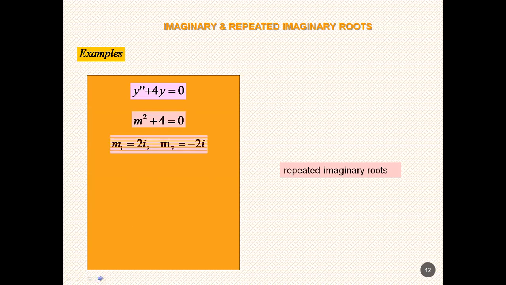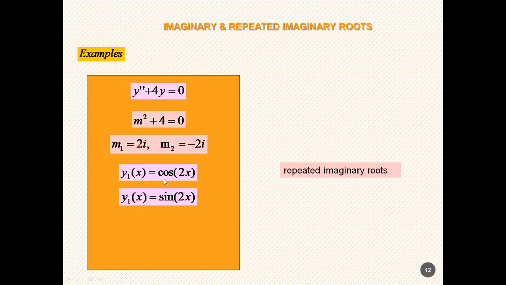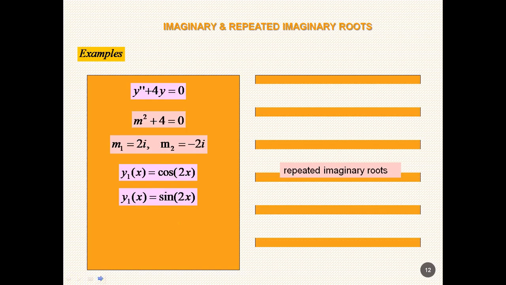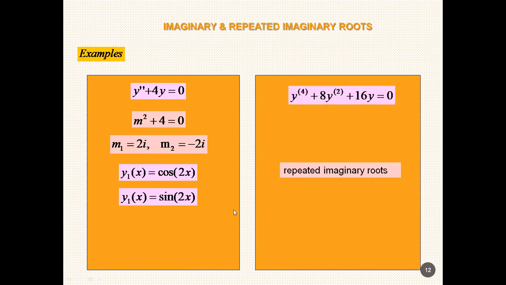So in here, we have to get the cosine and the sine function to represent that 2i and the minus 2i. So you have it in here, the 2, in the argument of the sine and the cosine. Now, what about here? You have y to the 4th, 8y raised to 2 plus 16y equal to 0. Actually, this is the 4th derivative of y, not y to the 4th. I read it very wrong.